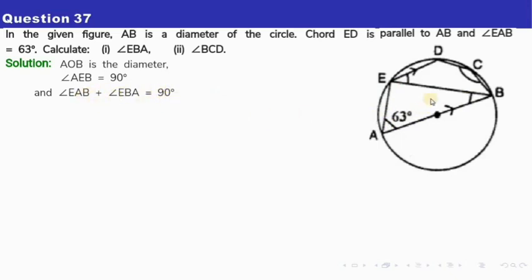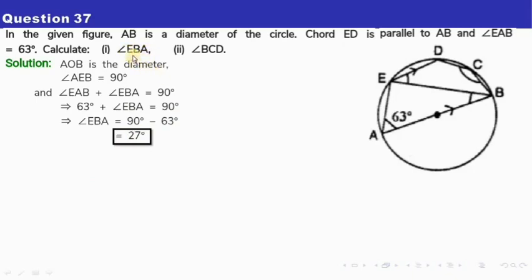Now we know that angle EAB is 63 degrees. So instead of this I am writing 63. Alright, so 63 plus EBA gives me 90 degrees, and from here EBA turns out to be 27 degrees. Alright, so we have found our angle EBA out here.